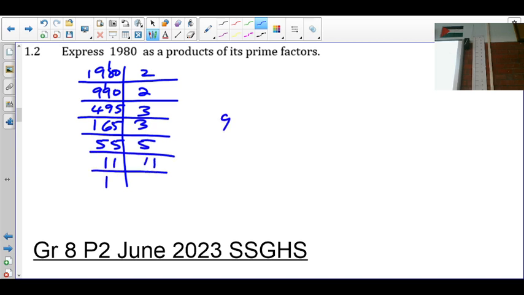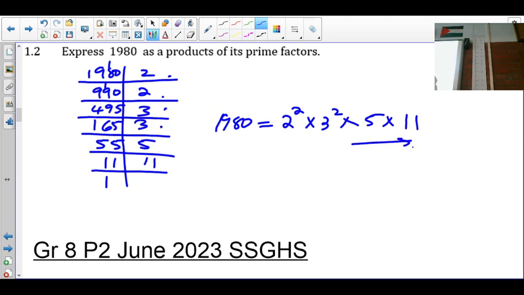So 1980 can be written as 2 squared, as there are 2 2's. There are 2 3's. There's a 5 and there's an 11. Okay.